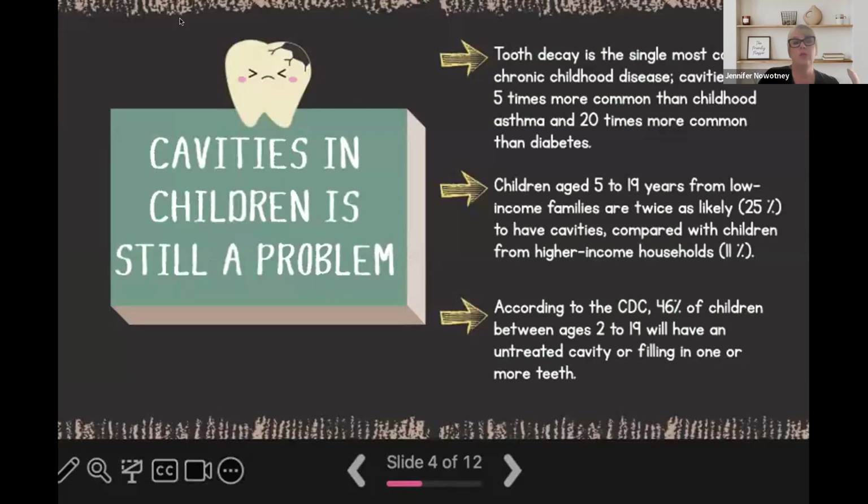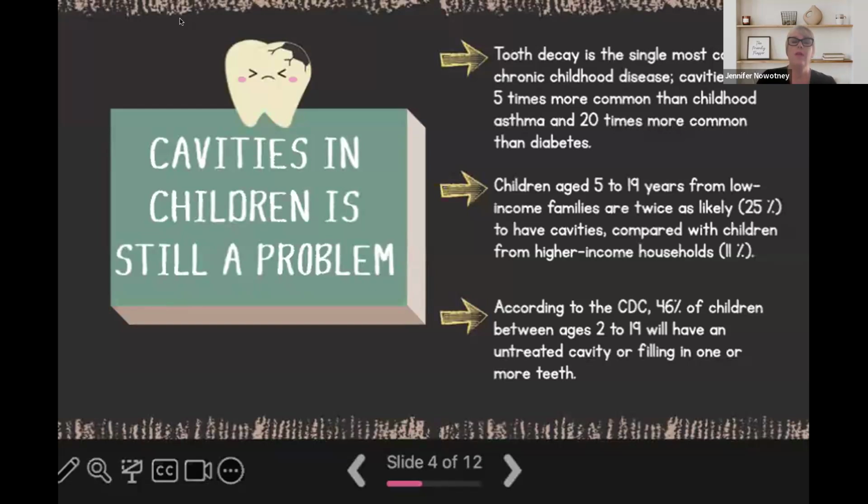So cavities in children is still a problem. Despite advancements in dental care, you can see from the statistics I've noted here from the CDC that cavities still remain a widespread problem today. Tooth decay is the single most common chronic childhood disease. Children age 5 to 19 from low-income families are twice as likely to have cavities compared to children from higher income households. And 46% of children between ages 2 to 19 will have an untreated cavity or filling in one or more teeth.